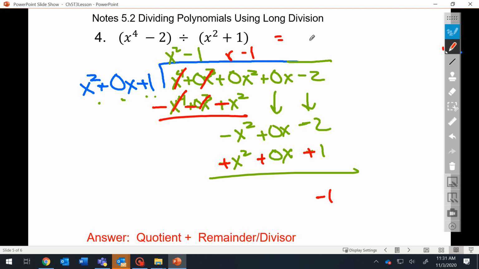So my quotient, how many times does it go in? It goes in x squared minus 1 times, minus 1 over what I divided by, which was x squared plus 1. So that would be my quotient. And you can check it if you multiply them, but I'm not going to right this second.